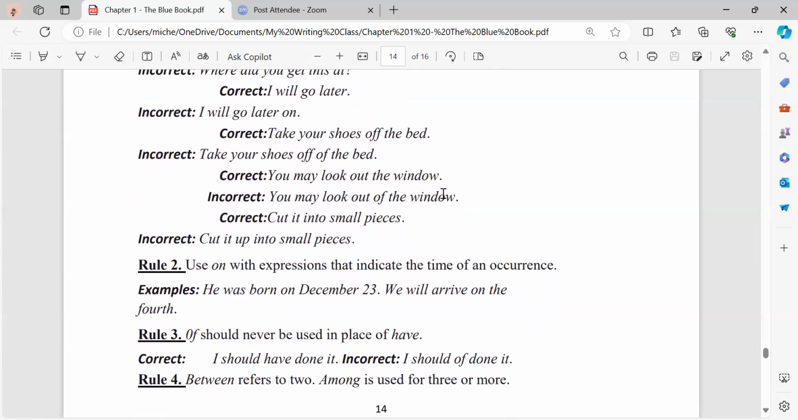So right here, you may look out the window, or you may look out of the window. The of is not necessary because we know that we are going to look out the window anyway. Without the of, it has already been made clear in the sentence. So cut it into small pieces, or cut it up into small pieces. The preposition up right here is not necessary. Why? Because the listener already understands that we can cut it into small pieces. So the up right here is definitely not necessary.